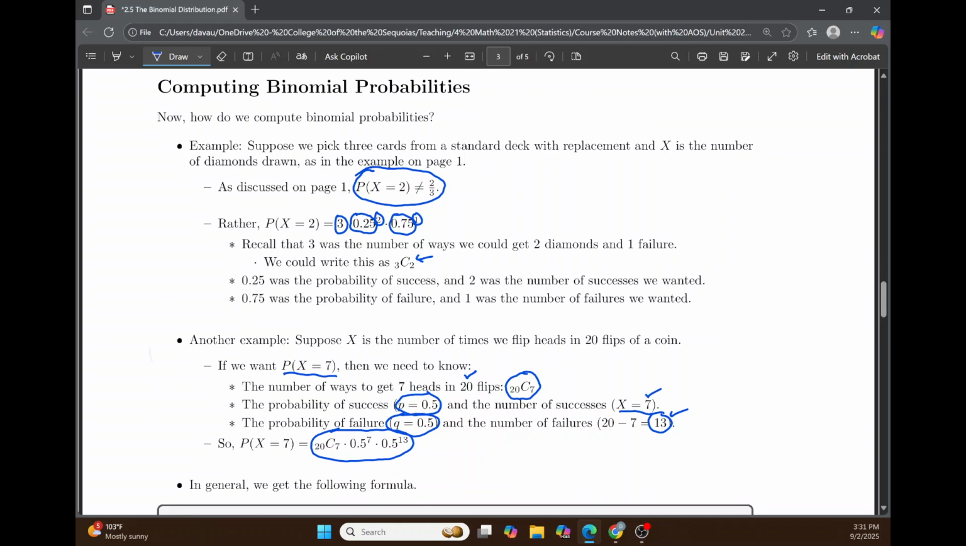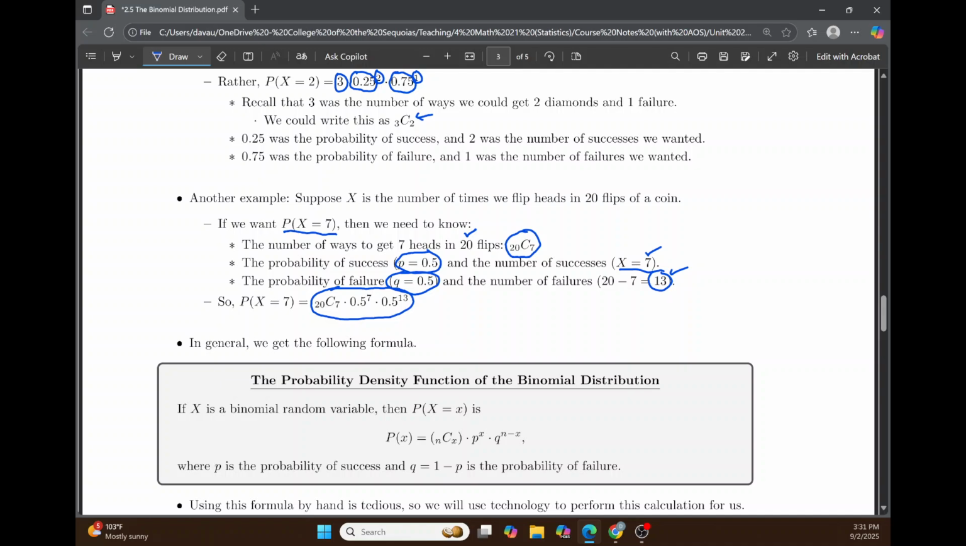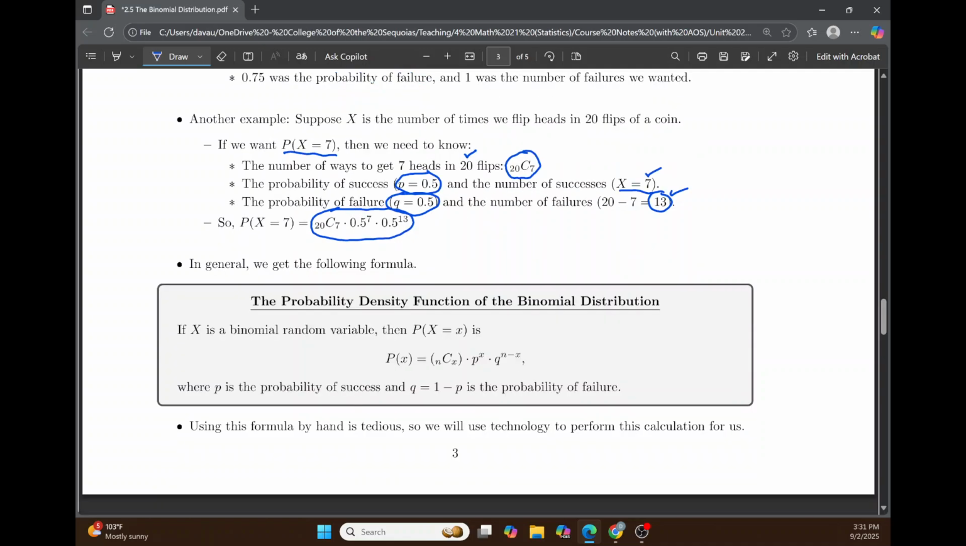In general, we have the following formula. And if this is scary to you, hopefully it's a little bit less scary now that we've been through the reasoning. But here's how we would do this, right? If X is a binomial random variable, then the probability of obtaining exactly lowercase x successes would be n choose x times p to the x times q to the n minus x, where n, x, p, and q are all the things that we said they represented back on page 2.